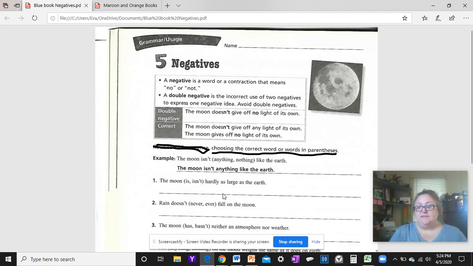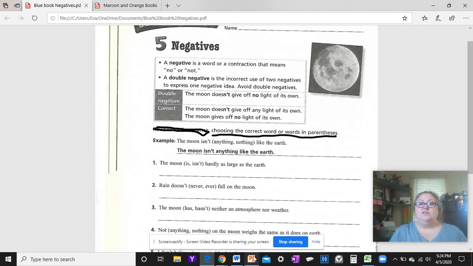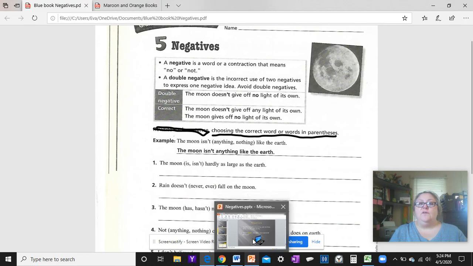for that sentence. So just 1 through 8, write your answers, and it is on Teacherease. I just wanted to clarify that. Remember, the best way to do it is to read it with each choice: the moon is hardly as large as the earth, or the moon isn't hardly as large as the earth. Just read it that way and you should be able to answer those questions. If in doubt, go back to the PowerPoint and look for those words.